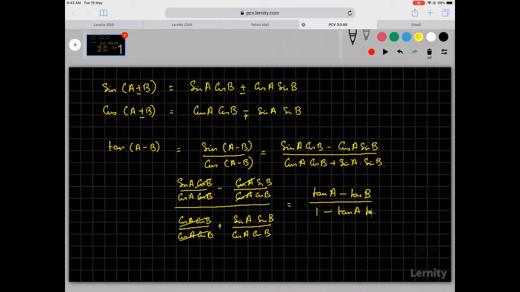So I get tan A minus tan B whole divided by 1 minus tan A tan B, right? So this is what tan of A minus B is.